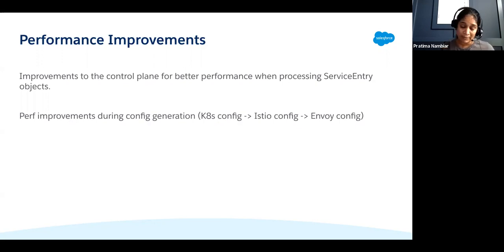As you may already be aware, Istio takes the Kubernetes service objects, it takes the Istio configuration, the CRDs that you create, and then it processes them and converts them into Envoy config. So within that config generation logic, we made some performance improvements over time so that it is efficient.